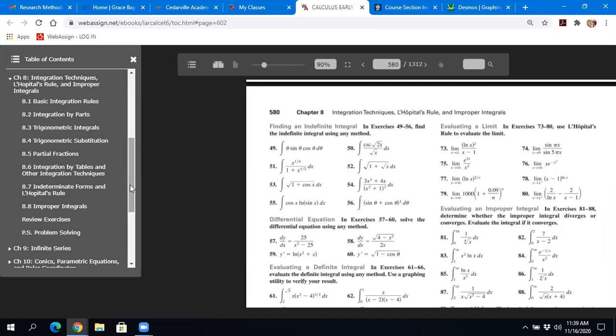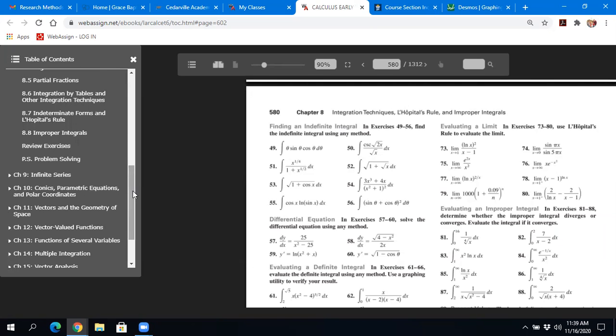Well, that's all I have. Tomorrow, I want to spend significant time on going through our test and then talking about chapter 9 on infinite series, which to me is kind of the crux of the matter for sure.